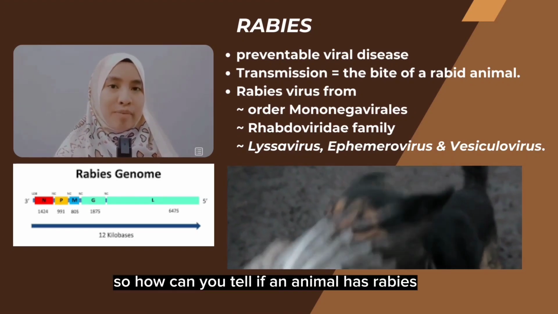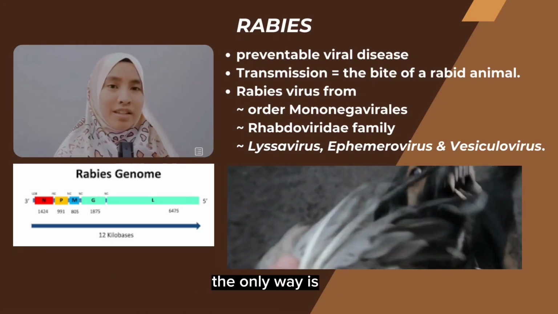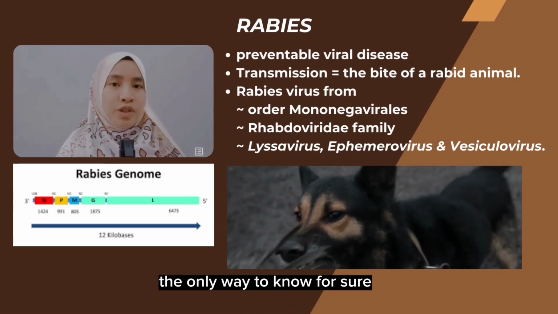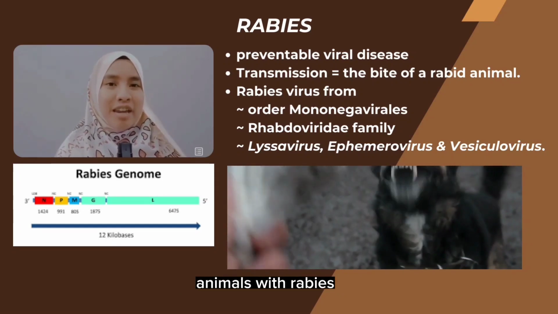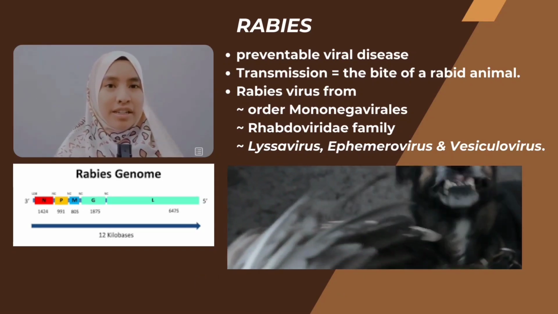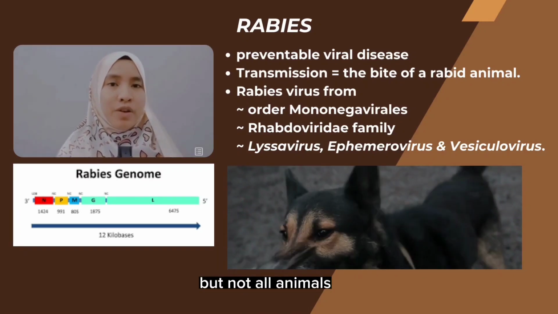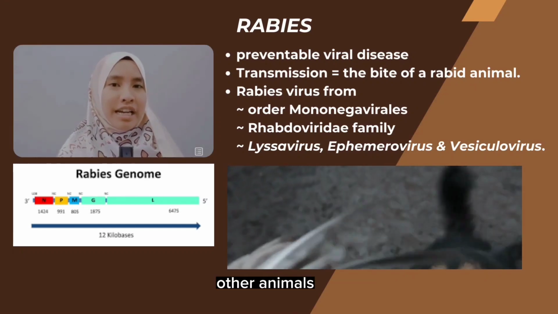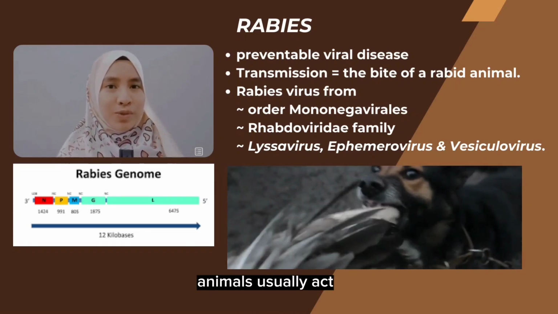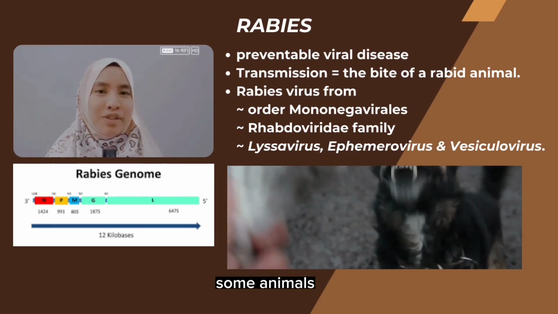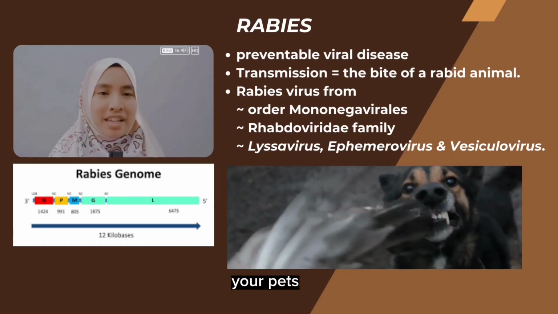So how can you tell if an animal has rabies? We can't tell if an animal has rabies just by looking at it. The only way to know for sure if an animal or a person has rabies is to perform laboratory testing. However, animals with rabies may act strangely. Some may be aggressive and try to bite you or other animals, or they may drool more than normal. But not all animals with rabies have signs like that. Other animals may act timid, move slowly, or let you get close to them, which is not the way wild animals usually behave. You should remember that something could be wrong. Some animals might not seem sick. Leave wild animals alone, even young animals, for the benefit of the animals, your pets, and yourself.